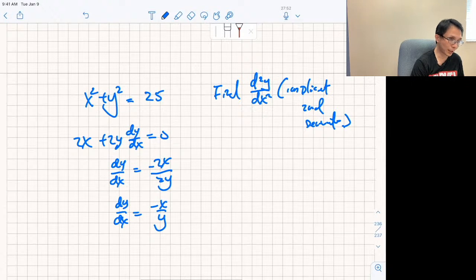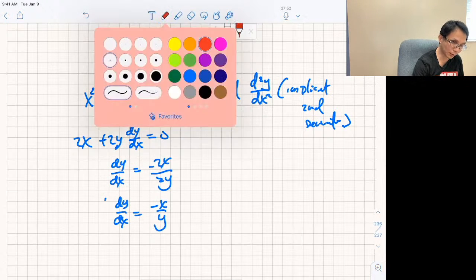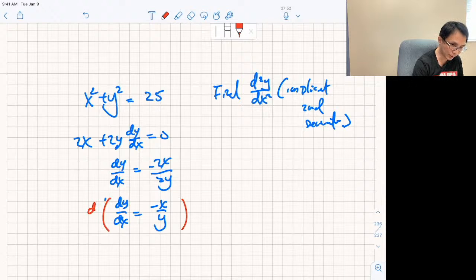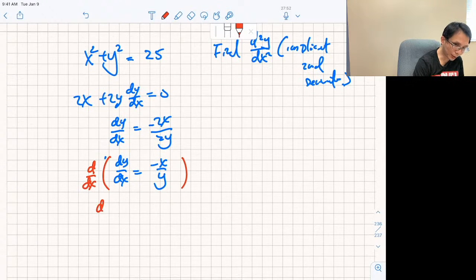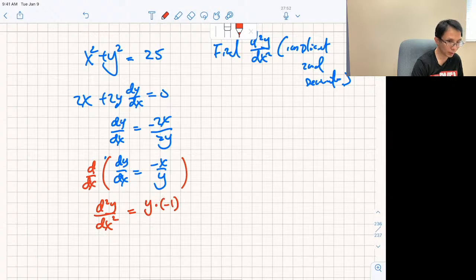Now, I have to take the second derivative. So I'm going to do a second derivative here. Let's say d/dx here, and on this side, I'm going to get d2y/dx2, like this. So what I do here, would you bring the y up? Oh, you didn't do quotient rule? Right: low d high, minus high d low, over low low.